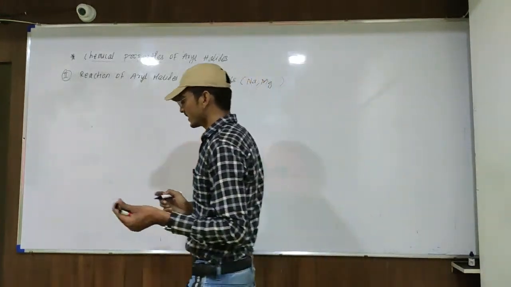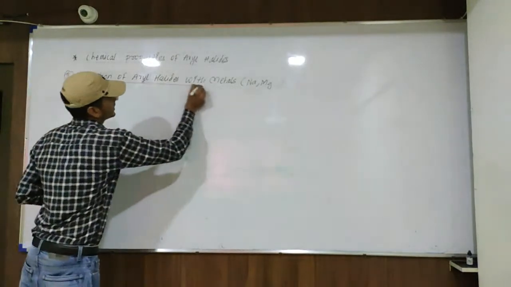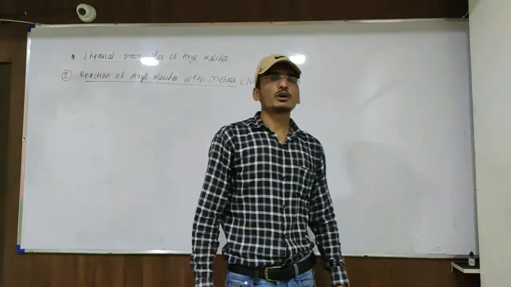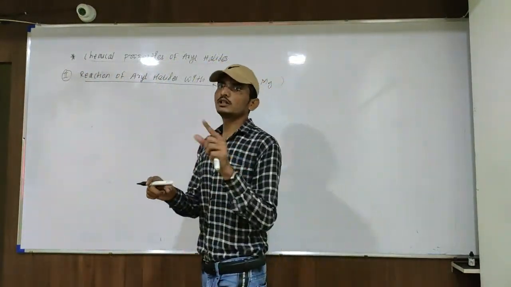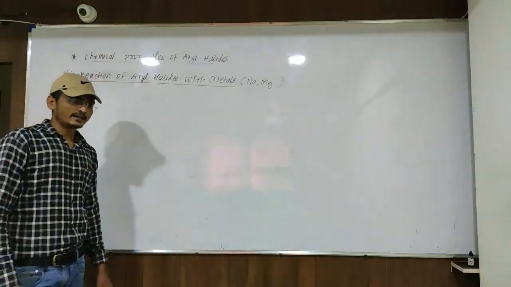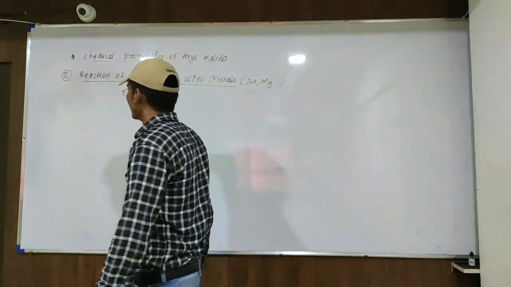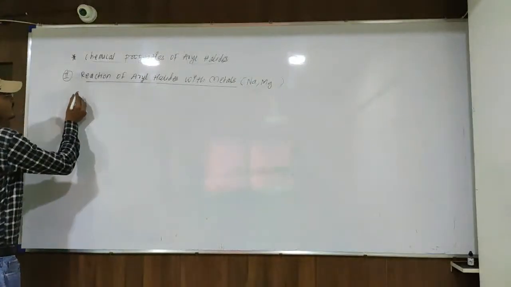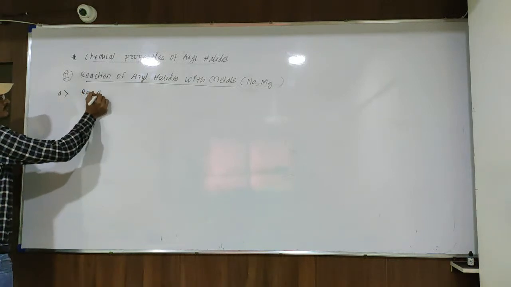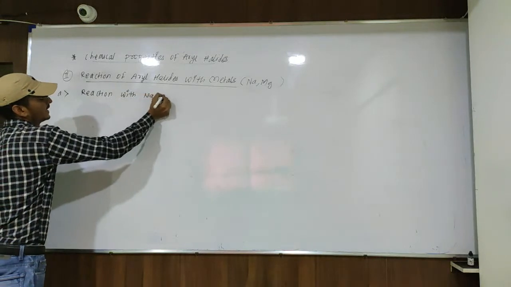Okay, but in this case, when the aryl halides react with sodium metal, it is called the Fittig reaction. If both molecules of aryl halides react with the sodium metal, at that time it is called the Fittig reaction, and you will get the diaryl compound. So what is the reaction? First, reaction with sodium metal, or you can say the Na metal.